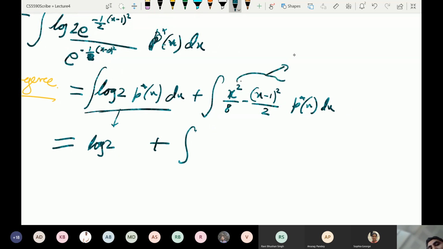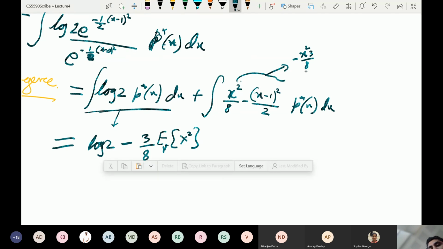So it's x square by 8 minus x square by 2. So it's minus x square. What is the expression into 3 by 8, right? So 3x square by 8. So basically the first quadratic term will be simply 3 by 8 times the expectation of x square, where x square is Gaussian distributed with p star, right?